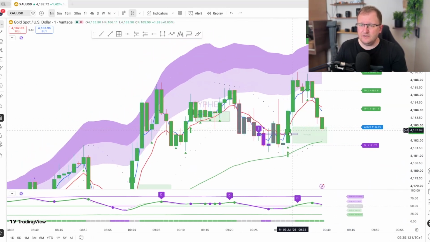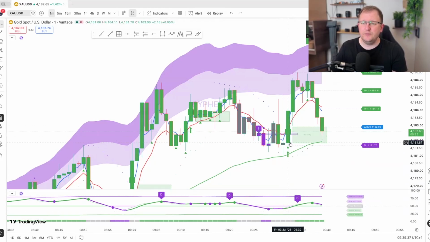Now, if you did enter a buy right here, you would have hit TP3, so that would have been a good one to get in, but not everything lined up. So it depends on your risk tolerance and how conservative or how risky you want to be. You can decide how many of these confluences you want to line up before you take a trade. Me personally, I'd like to see more of these confluences lined up before I jump into a trade.